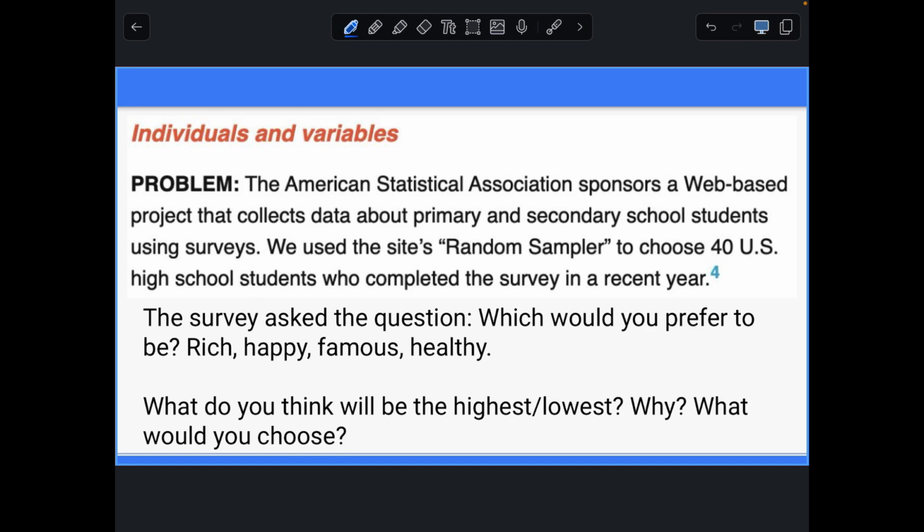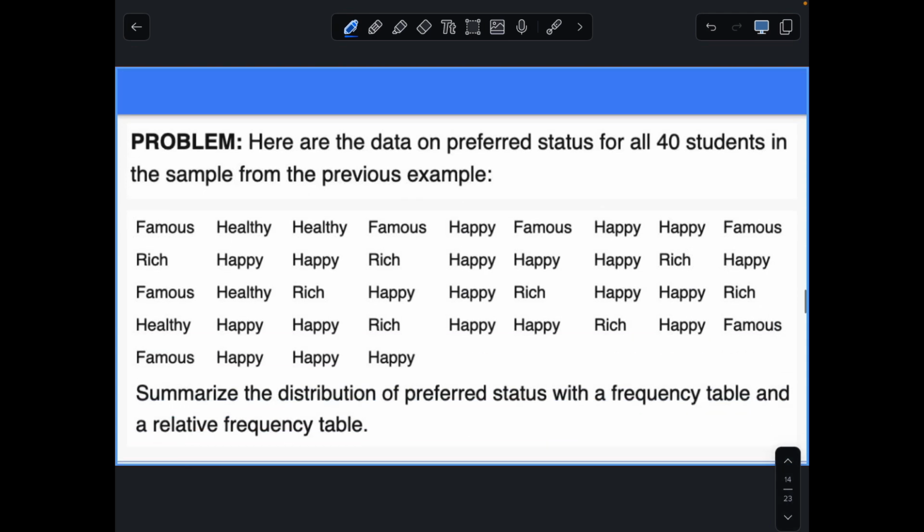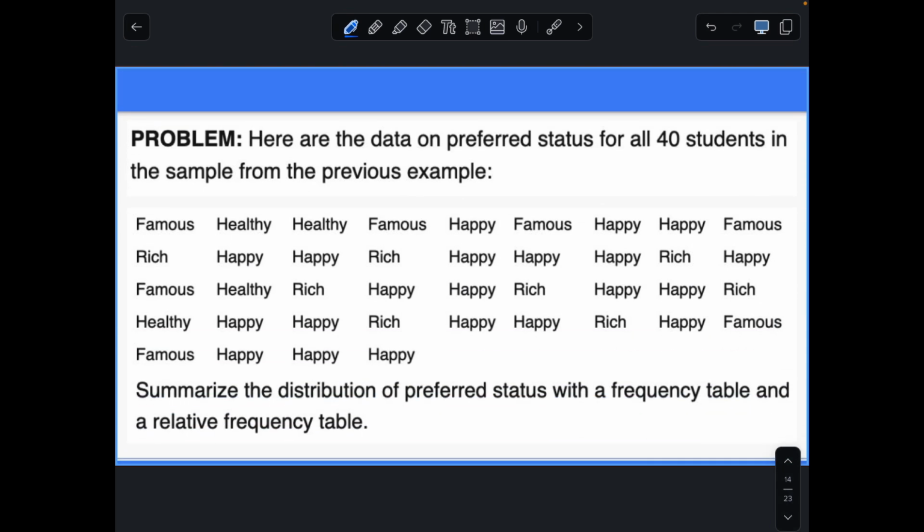Okay, before we get into it, I just like collecting data ourselves as a class. What do you think will be the highest response? What do you think will be the lowest response? Why? What would you choose? Okay, again, if we were in class, we would actually collect all this data and we'd write it up. But since we're watching the video, we can't do that. Okay, anyways, here's the data on the preferred status for all 40 students from the previous question. Okay, there's 40 responses, some famous, some healthy, some happy, some rich.